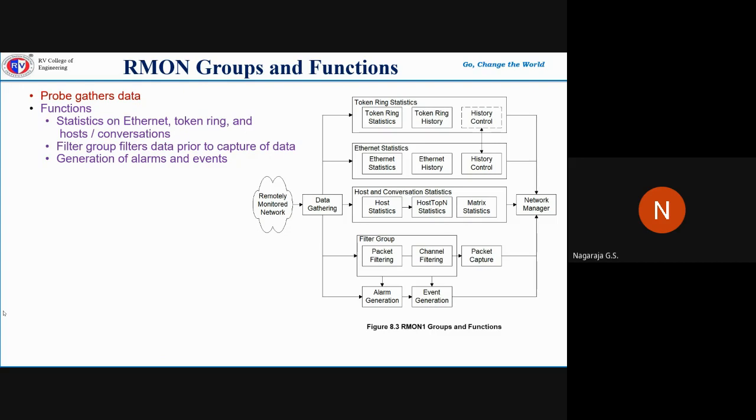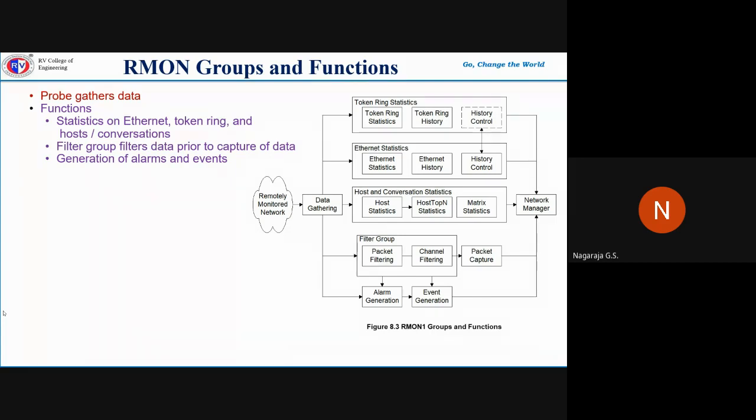Okay, which has its own MIB tables to extract the data. That is the host, right? Host and conversation statistics details. There will be one more, which is called the host top n group. The host top n group generates reports ranking the top n hosts in selected statistics categories.